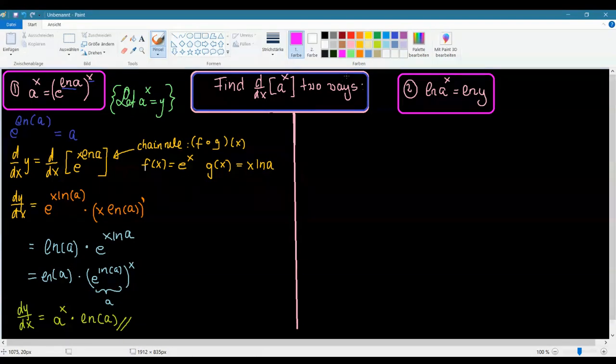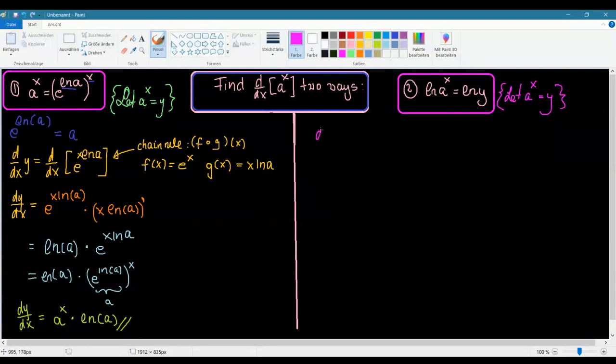Let's take pink. The first thing that we're going to do here is take the natural log of both sides. So we're still dealing with a to the x equals y. We're still saying let a to the x equal y, and now we're going to take the natural log of both sides. We have to remember that when we write things differently to solve them more easily, at the end we write them the way that we started out writing them again.